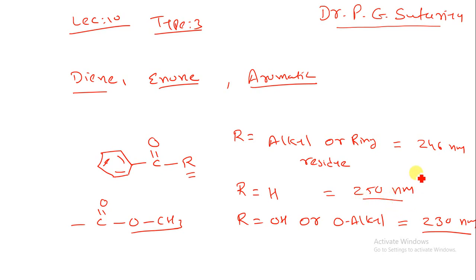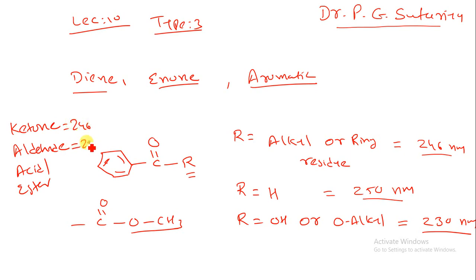So you have to realize that if we have a simple ketonic group, the base value is 246, for an aldehyde group 250, and for an acid group or ester group we add 230 nanometer. So this is for the base value. In base value we have the ketone group, second the aldehyde group, and third the acid or ester group: 246, 250, and 230. These three values you have to remember.